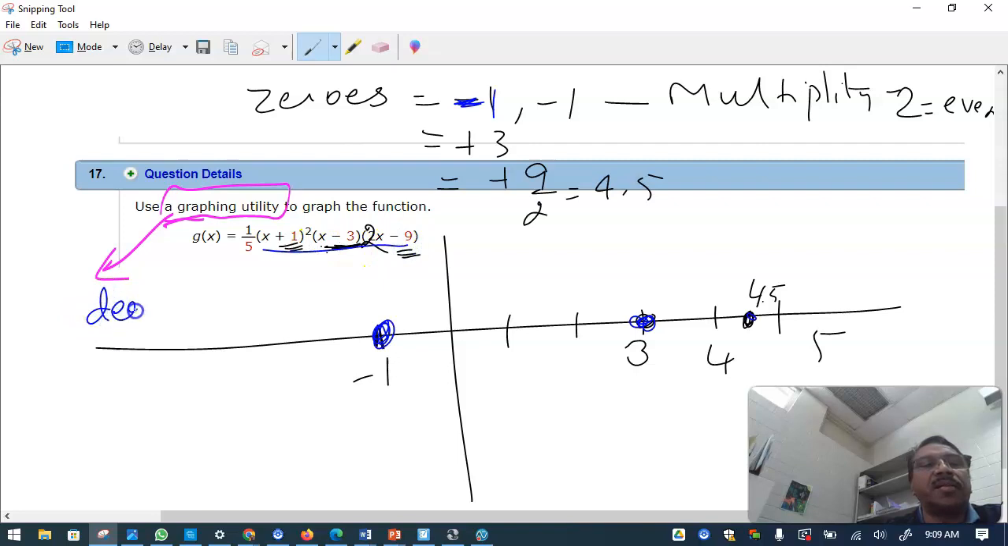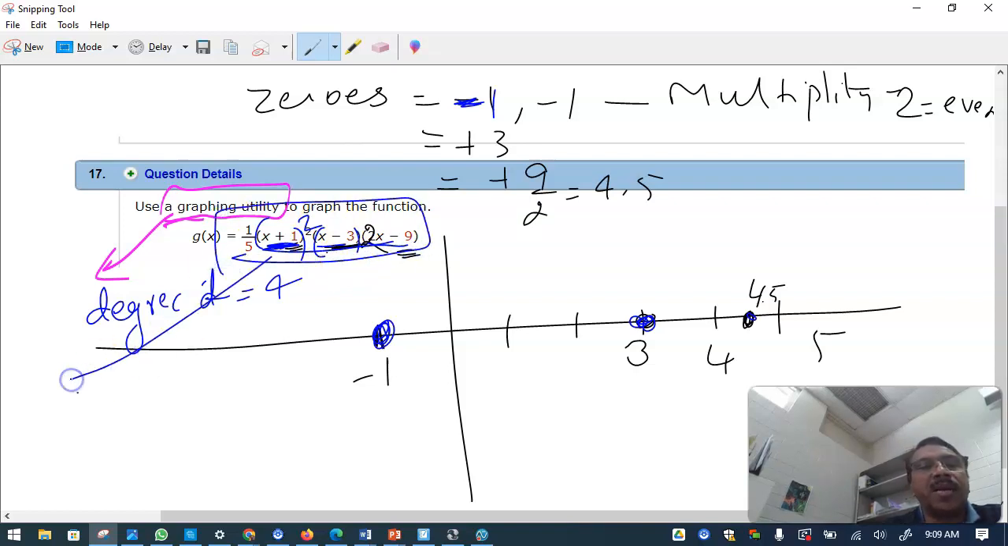So the degree is, this is x squared. So there's a 2. That means there is 2x squared. In x squared there's one x here, there's another x. So altogether the degree is 4, because this is x plus 1, this is x minus 3. I'm sure you know this part, because you just have to see how many. It means x plus 1 is multiplied twice.